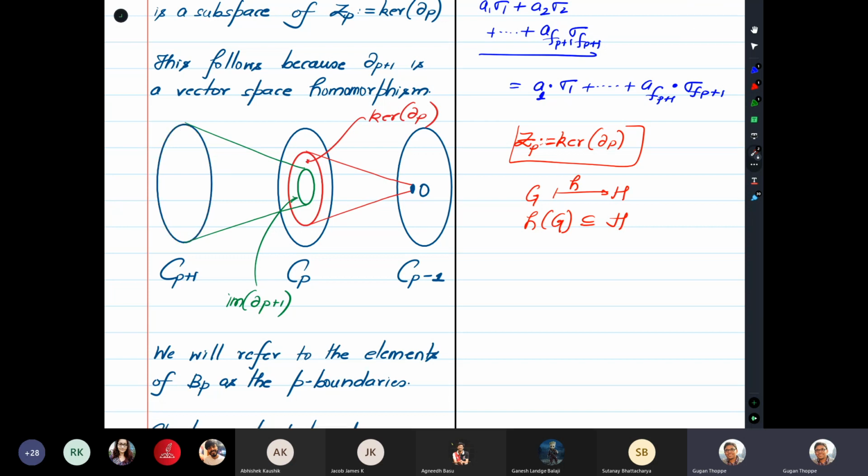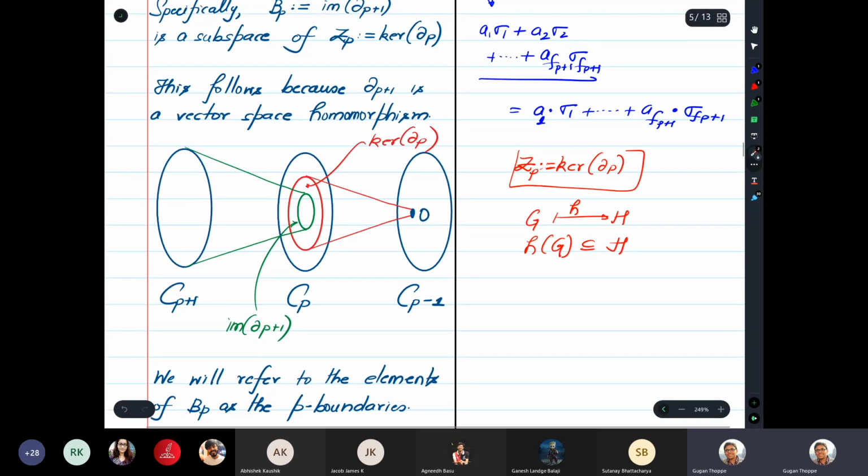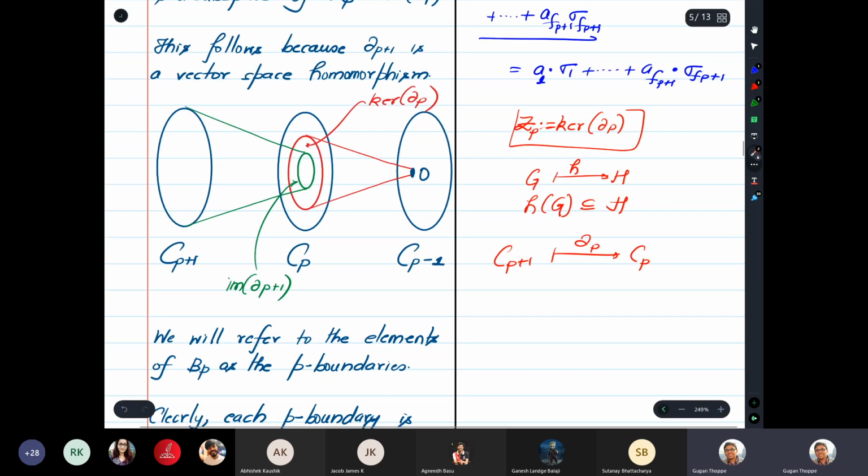You have a vector space homomorphism between C_{p+1} and C_p, right? So let me just emphasize what is happening. You have C_{p+1} and you have this ∂_p which goes to C_p, right? So we know that this ∂_p is actually a vector space homomorphism, right? So the image of this, that is ∂, sorry, I should have ∂_{p+1} here, sorry about that. So ∂_{p+1} goes from C_{p+1} to C_p.